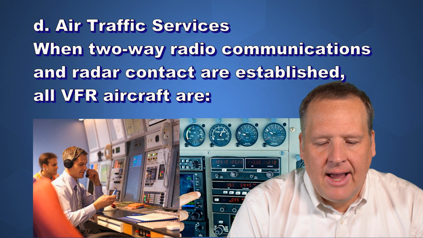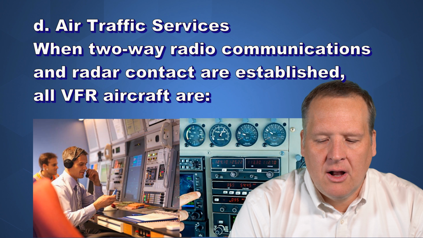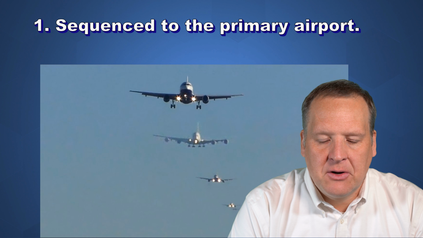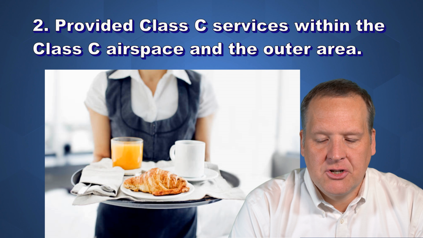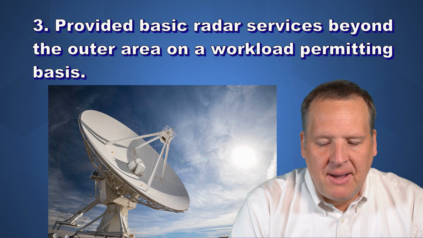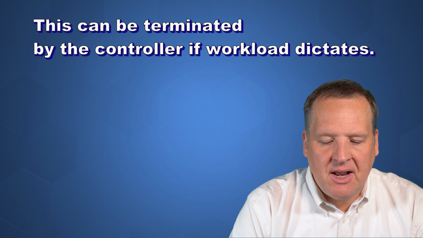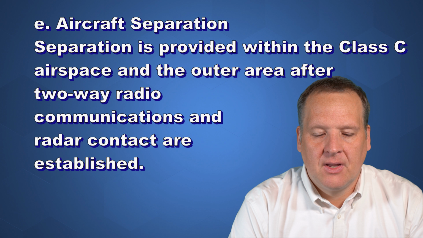Continuing on, D, air traffic services. When two-way radio communications and radar contact are established, all VFR aircraft are 1. Sequenced to the primary airport, 2. Provided Class Charlie services within the Class Charlie airspace and the outer area, 3. Provided basic radar services beyond the outer area on a workload permitting basis. This can be terminated by the controller if workload dictates.